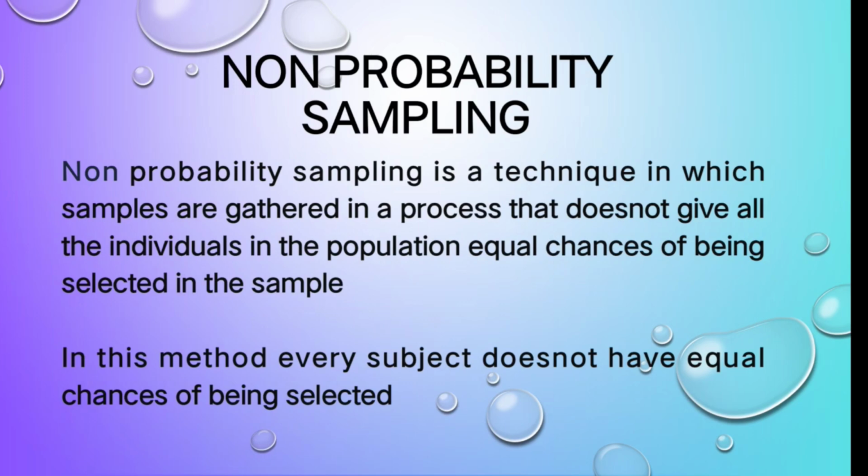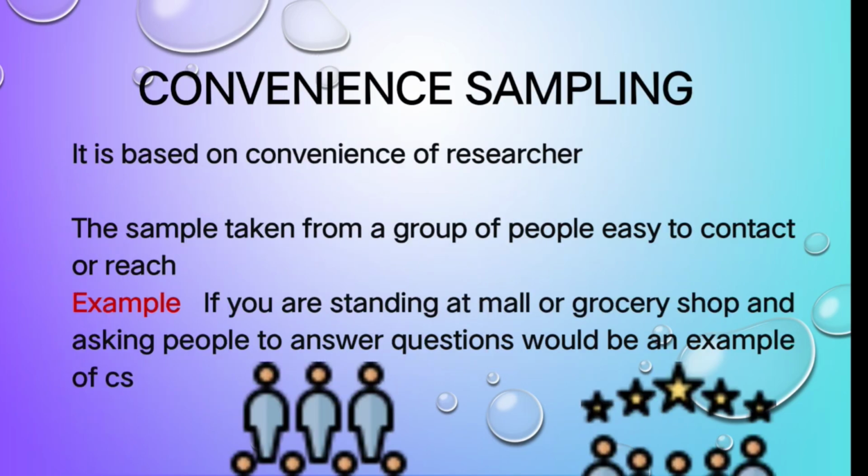So next we are going to see the next broad classification, that is non-probability sampling. So it is a sampling technique in which the samples are gathered in a process that does not give all the individuals in the population equal chances of being selected in the sample. In this method, every subject does not have equal chances of being selected. So first one we are going to see the convenience sampling.